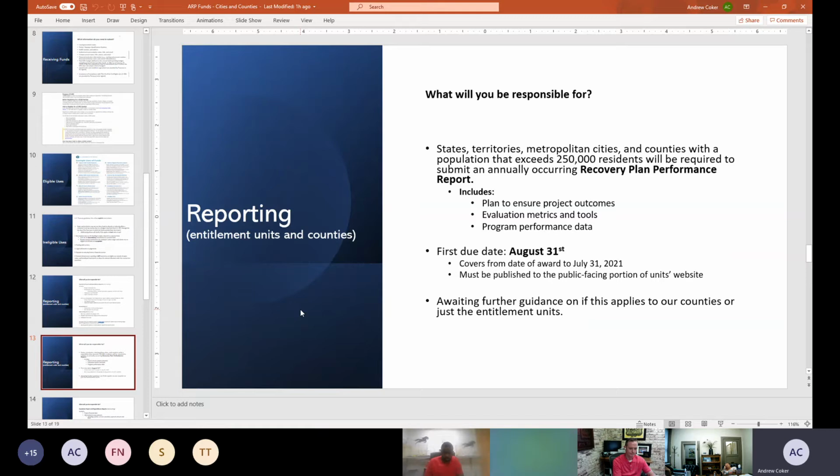So the first one's going to be due on August 31st of 2021, and will cover from the date of award to July 31st of 2021. These also must be published to the public-facing portion of the entitlement unit's website. We are awaiting a little bit further guidance on this one as well, on whether this applies to counties or just the entitlement units. Like I said, they've been lumping them together, and then at random points in the guidance, they take them apart. So that's still awaiting an answer on that one.